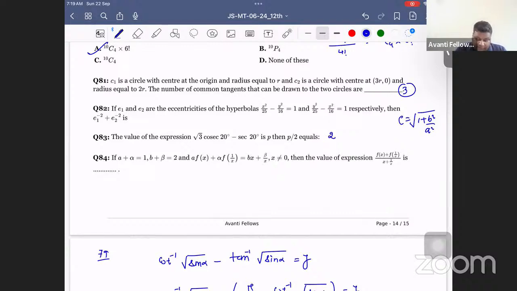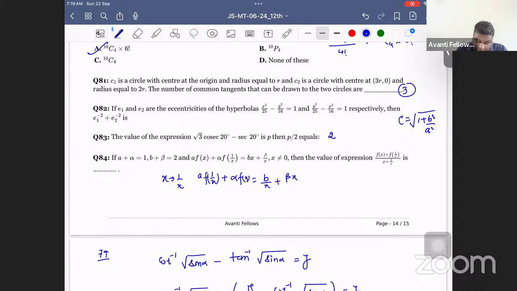So this was a treat kind of question. A plus alpha is 1, B plus beta is 2, and A f of x plus alpha f of 1 by x is this. Then the value of the expression f of x plus f of 1 by x: simply don't do anything, replace x by 1 by x. So you get A f of 1 by x plus alpha f of x is b by x plus beta x.